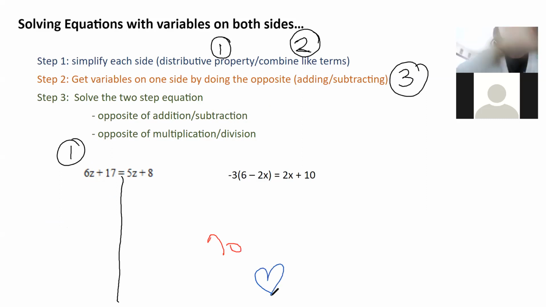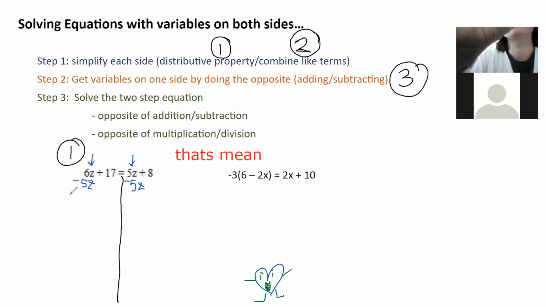Okay. So we don't need to do step 1 at all. There's no need to distribute. There's no need to combine like terms. But we do have to get the variables on one side. So we have a 6z and a 5z. My recommendation is to pick on the little guy. Which one's the little guy? Which one's the smaller one? 6z, yep, 5z is the little guy. That's our little guy. So we're going to pick on him by doing the opposite. It's a positive 5z, so I'm going to subtract 5z.